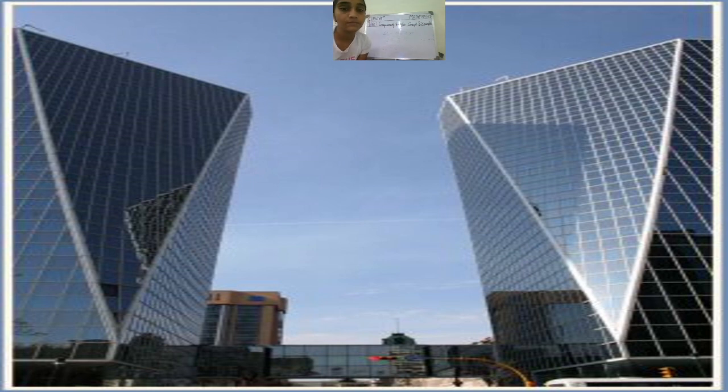Yes, you must be saying that they look congruent to us because they have exactly the same size and the same shape. The two buildings, the triangles which are highlighted on the front surface of the buildings. Very good, students. So you got the clarity about what we actually meant by the congruency of triangles.